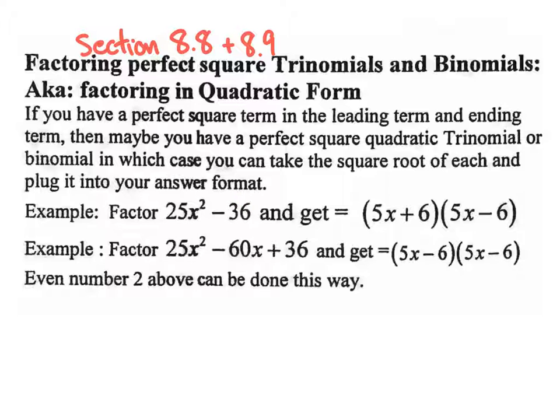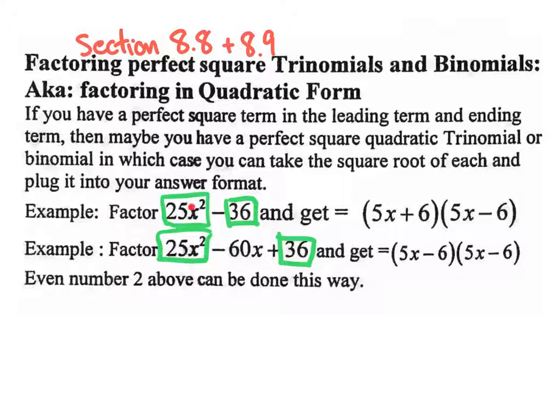So we first need to understand when we have a perfect square binomial or perfect square trinomial. And in order to identify that, you need to see a perfect square term right here in the front and a perfect square term right here in the back. Now, if you do have a perfect square term in the front and in the back, you simply take the square root of those values and then plug them into your answer format.